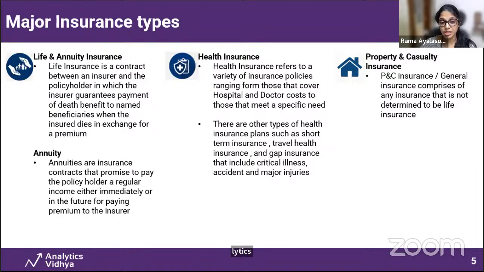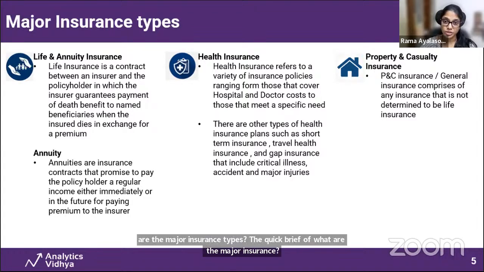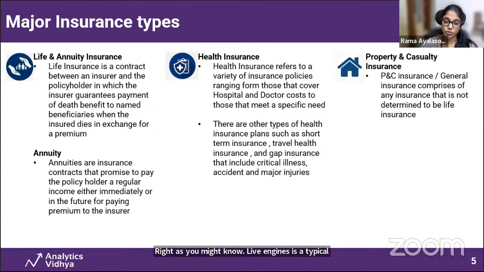We first understand the major insurance types. A quick brief of what they are. As you might know, life insurance is a typical contract between an insurer and a policyholder, in which the insurer guarantees a payment of a certain amount or a death benefit to the beneficiary after the demise of the insured. And this is in exchange for a premium they pay out.